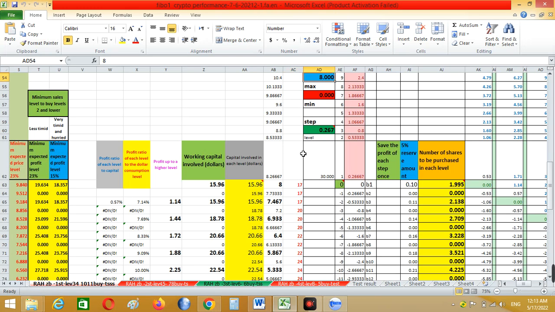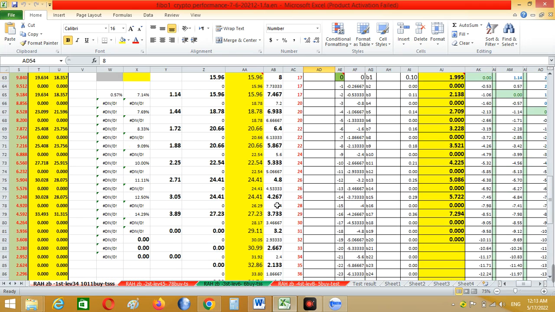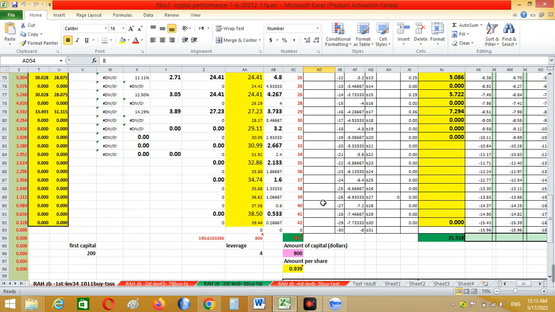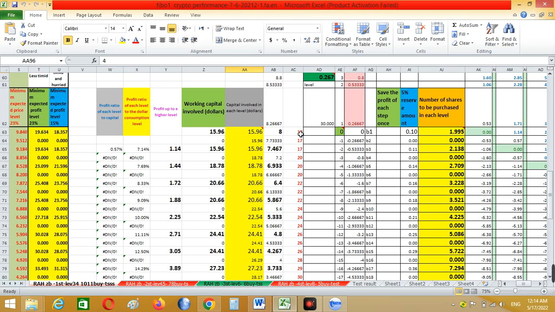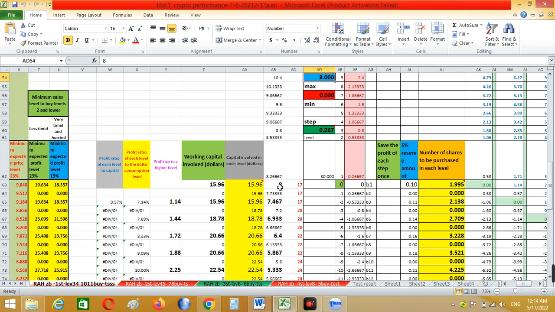So by this assumption, we use the enterprise as a point to define the step price, and according to capital and leverage, we define how much to buy. We define our basket first capital equal to 200, and in this one-step table leverage equal to 4. After putting 8, the next buy equals 7.46, and then 6.93, and these are some price steps.